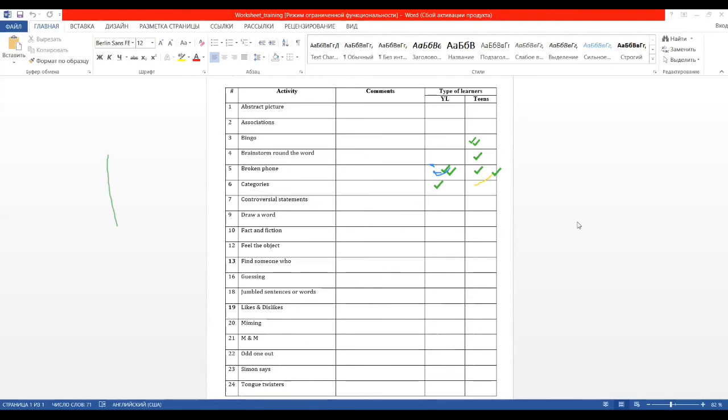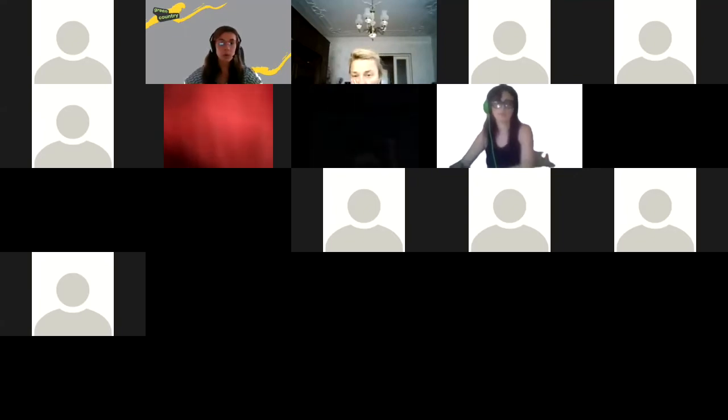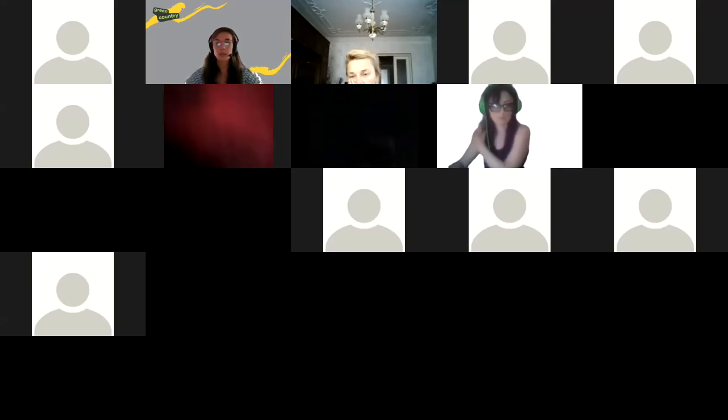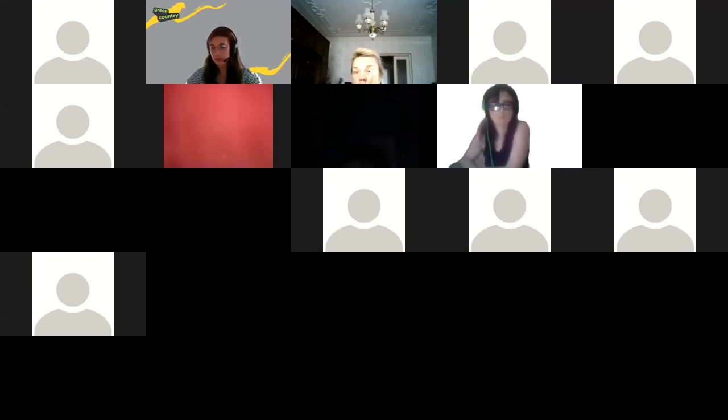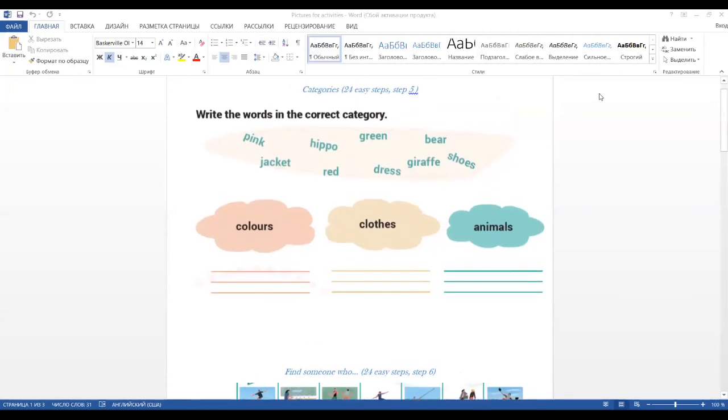Okay, when we are talking about categories, I want to show you some of the categories that I have here. It's from our 24 Easy Steps book. It's for step 5, so it's like first, second form. Look, it's very good even for young learners. Yeah, so here we have different categories, like colors, clothes, and animals.